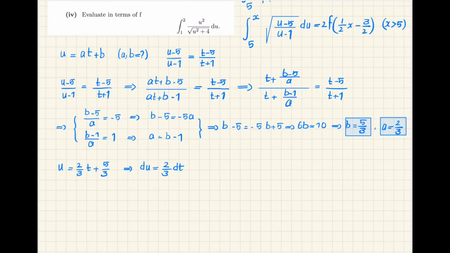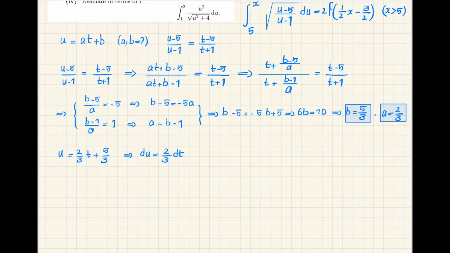Okay, but now what are the limits? For limits I need to solve an equation. Yes? So I would say that u goes from 5 to x. I want to find the limits for t. So let me just calculate t from here.